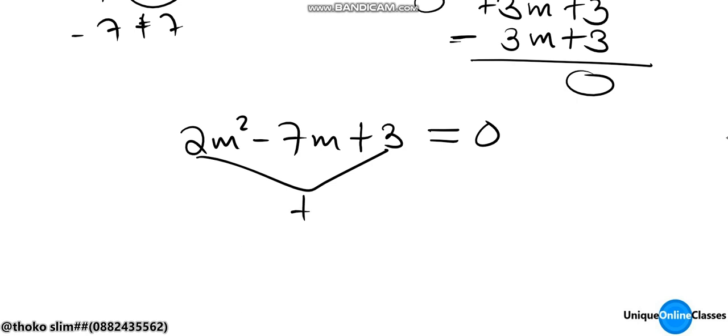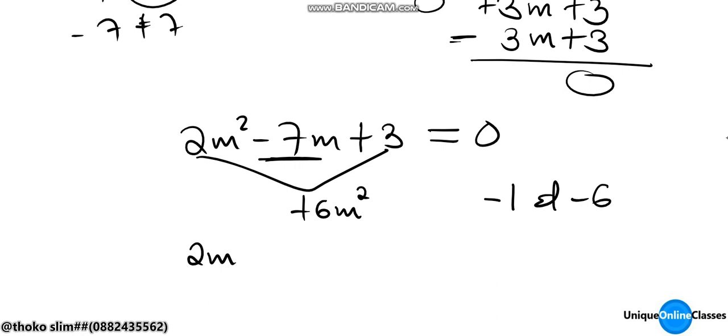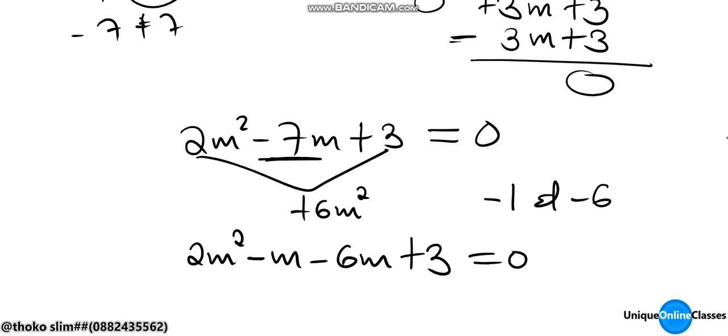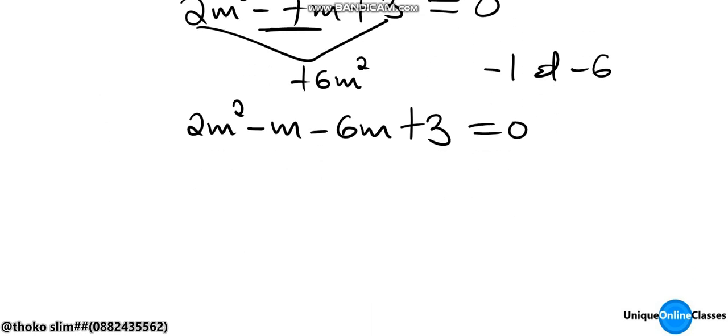We are going to multiply the first and last terms, giving positive 6m square. So factors of positive 6 can give us 7, the negative 1 and the negative 6. So instead of writing negative 7m now, we take these factors. So you have 2m square minus m minus 6m plus 3 is equal to 0. And now we are going to group like this.